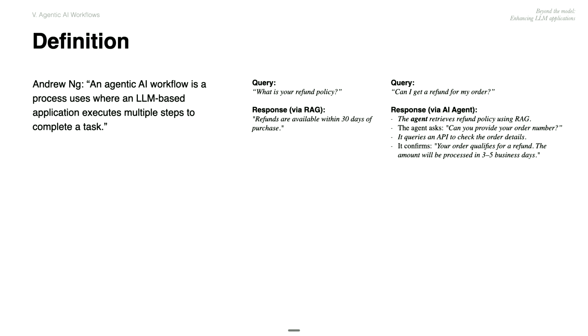Instead, an agentic workflow can function like this. The user says, can I get a refund for my order? And the response via the agentic workflow is: the agent retrieves the refund policy using a RAG. The agent then follows up with the user and says, can you provide your order number? Then the agent queries an API to check the order details. And finally, it comes back to the user and confirms your order qualifies for a refund. The amount will be processed in 3 to 5 business days. This is much more thoughtful than the first version, which is sort of vanilla, right? So that's what we're going to talk about in the next couple of slides, is how do we get from the first one to the second one.